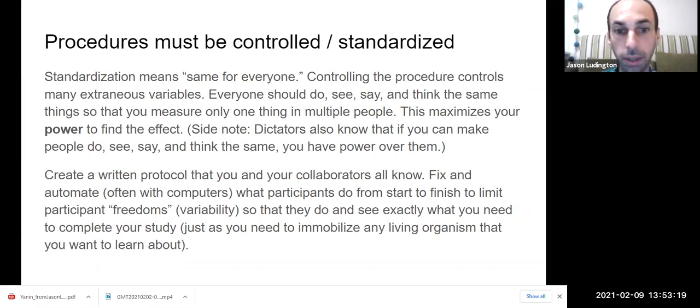You might be thinking, if we control the participation so much, wouldn't that limit the external validity? Because in the real world, people aren't required to all say, think, and do the same thing as each other. So doesn't the experiment limit external validity? Yes, it does. Experiments usually have some limit on external validity.